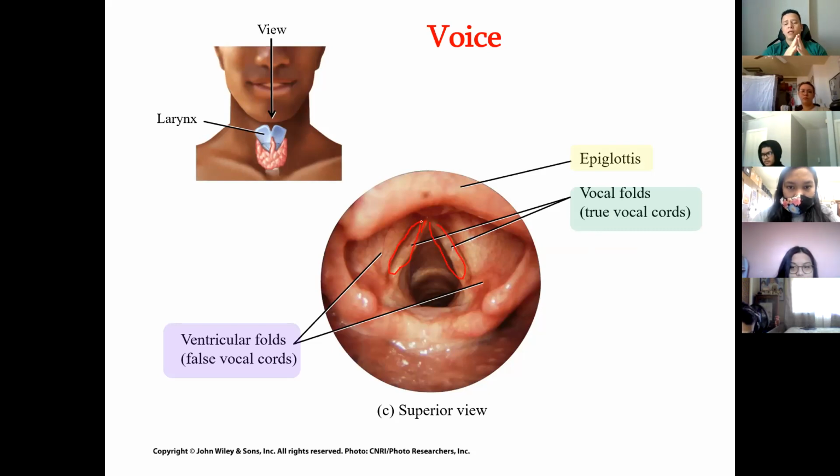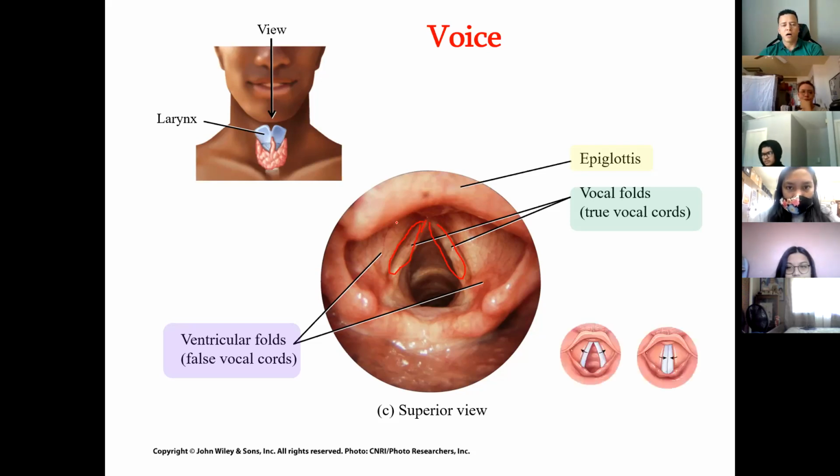As the air passes through the vocal folds, coming down from the lungs and up the trachea, the vocal folds are going to vibrate. The vocal folds can change shape. They can stretch out. They can become thicker. And it's the change in the shape of the vocal folds and the opening and closing of the vocal folds that allow us to make different types of sound.